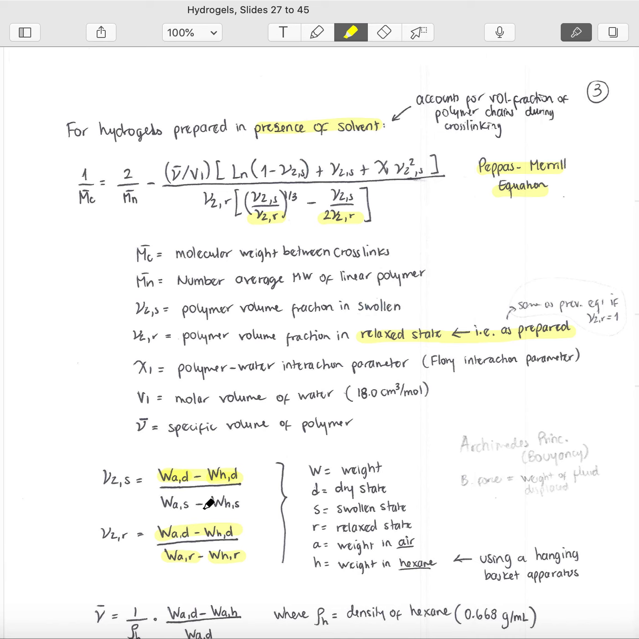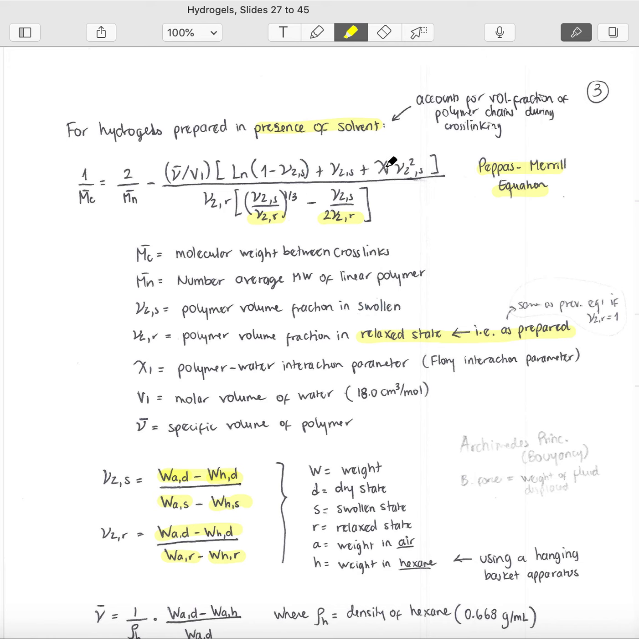And you would measure the same two things for the hydrogel in the swollen state once it has reached equilibrium. What you measure is the weight of the hydrogel in air in the swollen state and the weight of the hydrogel in hexane in the swollen state. From that information, you now are able to calculate the polymer volume fraction in the swollen state and the polymer volume fraction in the relaxed state, which are the two variables that are going to go into this equation.